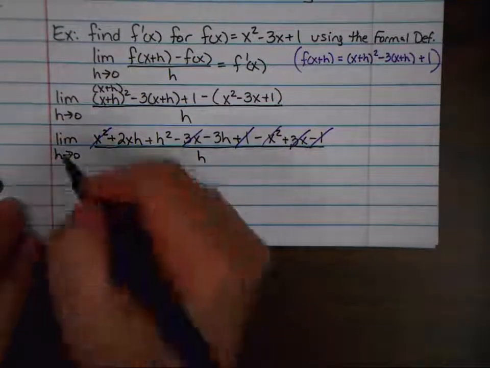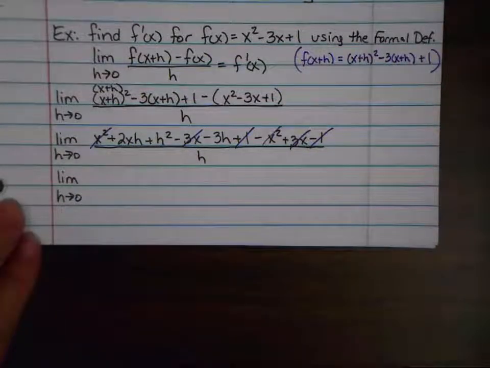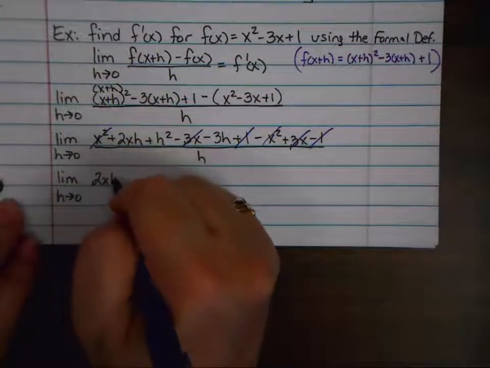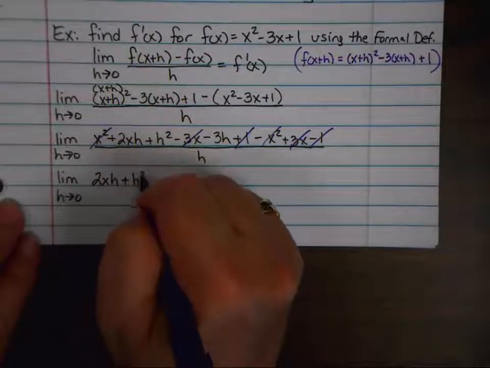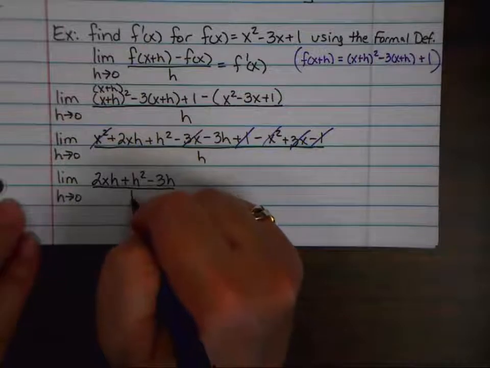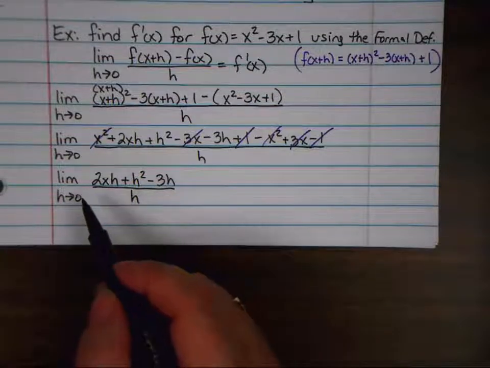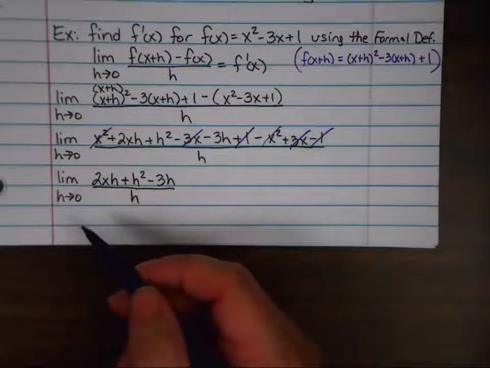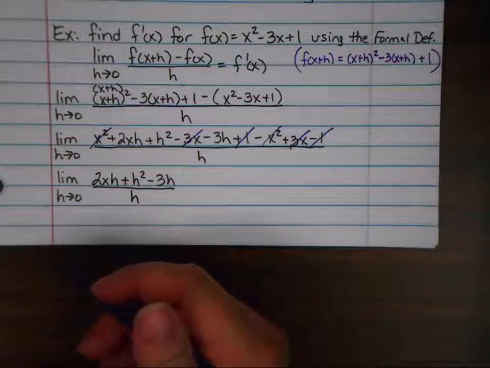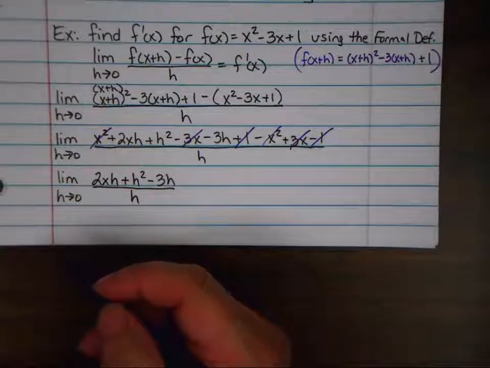So now let's write down what's left. Limit, h approaches 0. Still got to write limit down. So I have 2xh plus h squared minus 3h over h. That is much better than what we started with. Okay, so maybe we can plug in 0 now. If I plug in 0 now, am I still going to get 0 over 0? Yep. So I'm not done yet.